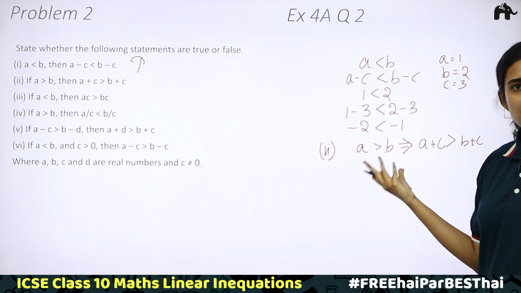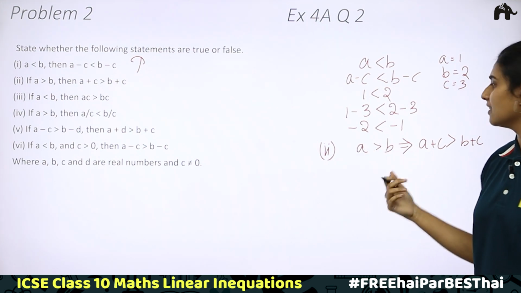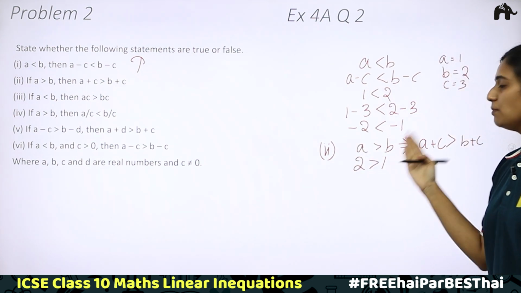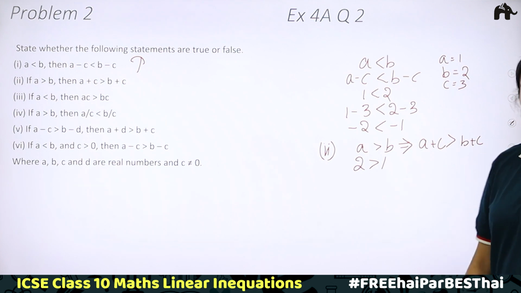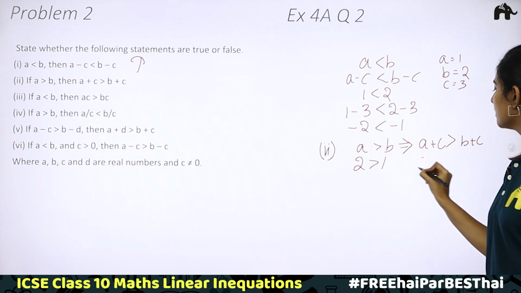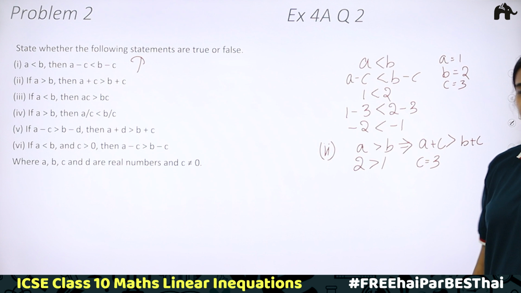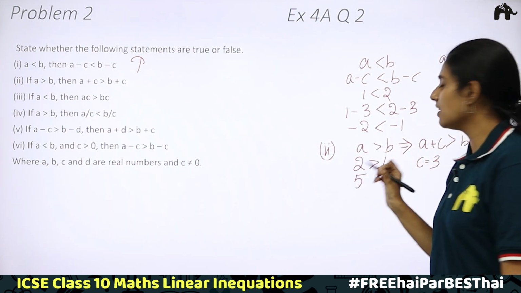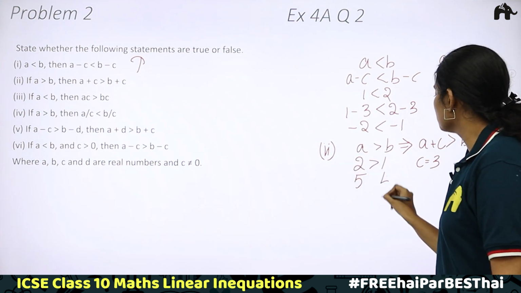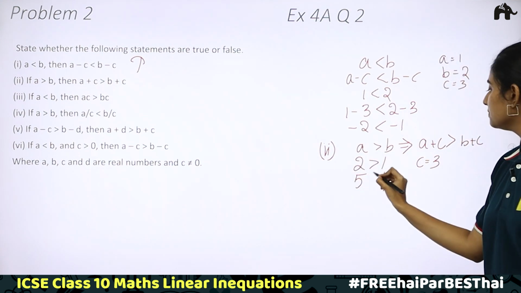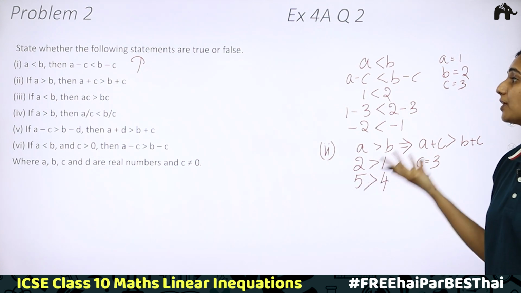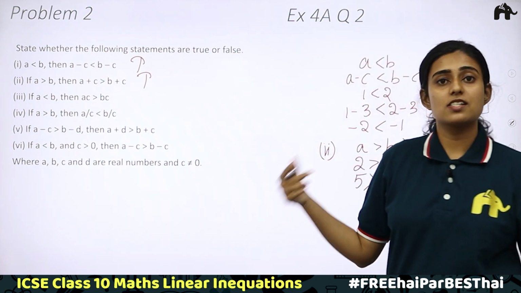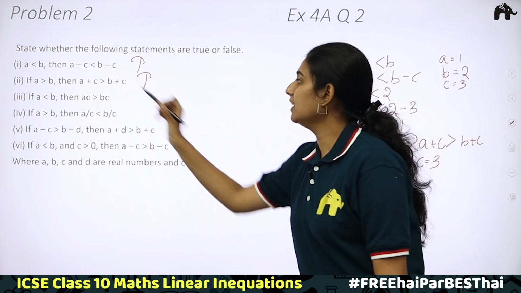Even you can do this with some random examples. Like I'll take 2 greater than 1. A is equal to 2 and B is equal to 1. Adding some C. Let C is equal to 3. Adding 3 on both sides. 2 plus 3 is 5. 1 plus 3 is 4. 5 is greater than 4. Yes, 5 is greater than 4. Which means the second statement is also true.